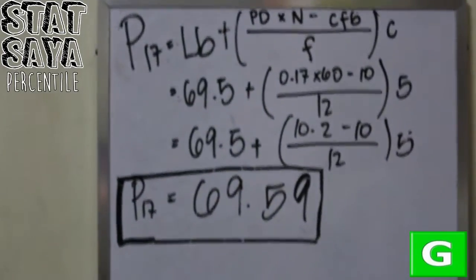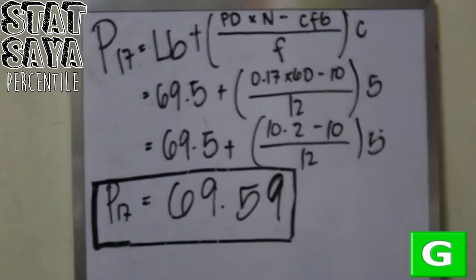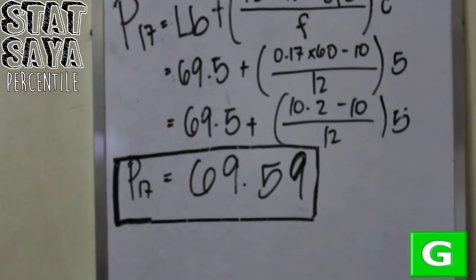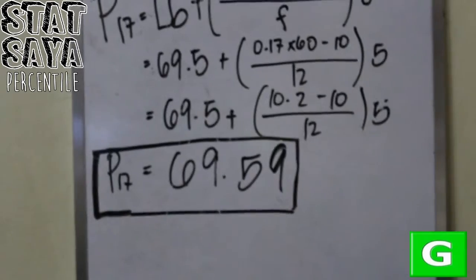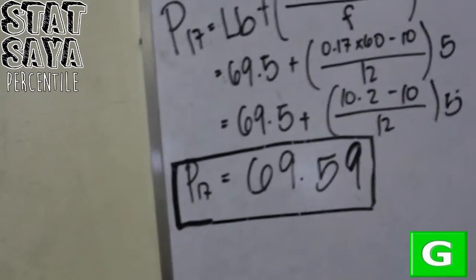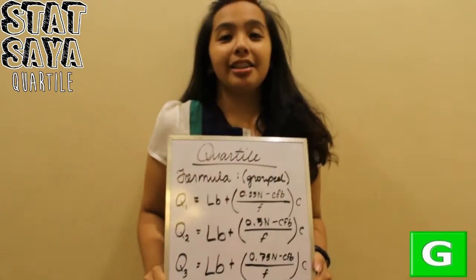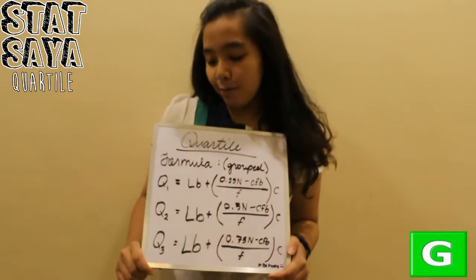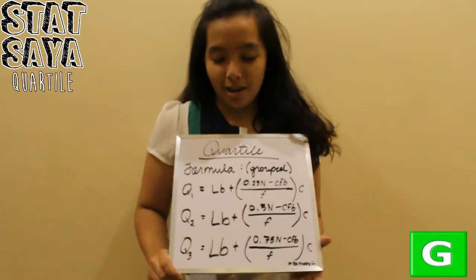So, P sub 17 is equals to 69.5 plus quantity of 10.2 minus 10 all over 12 times 5. And the answer will be P sub 17 is equals to 69.59. Let's now move on to quartiles group data. Here's the formula for quartiles group data.